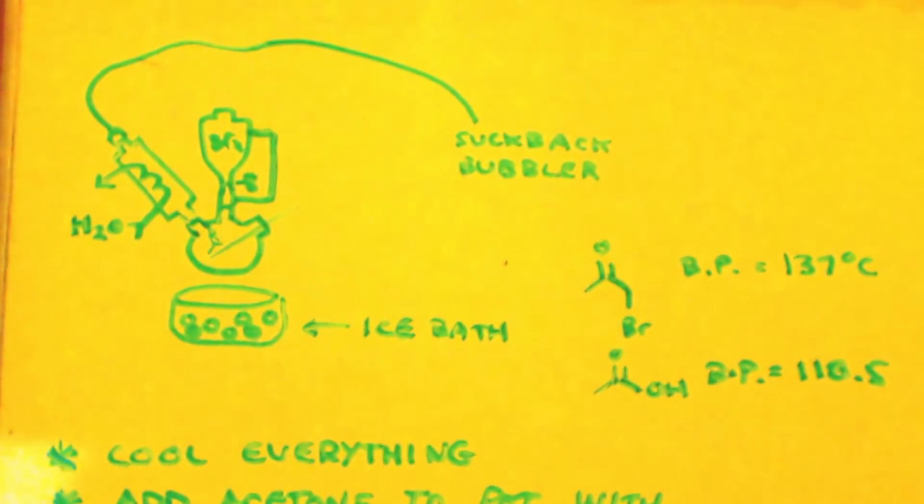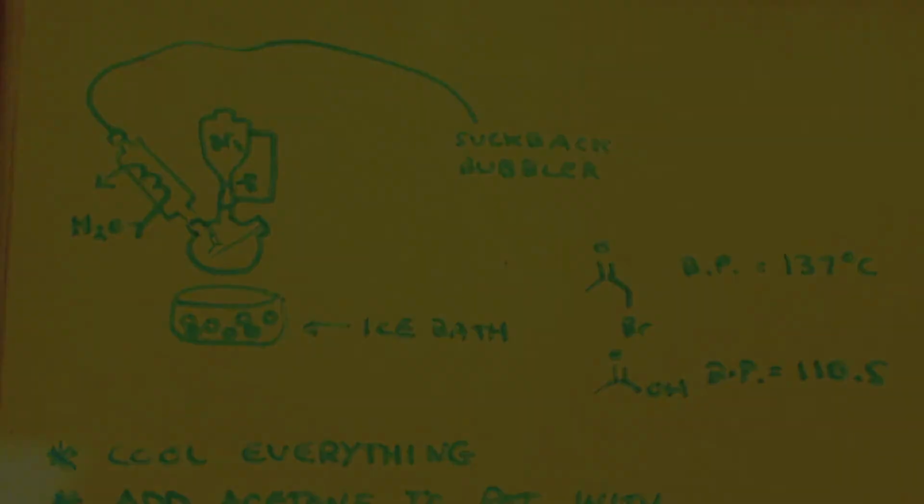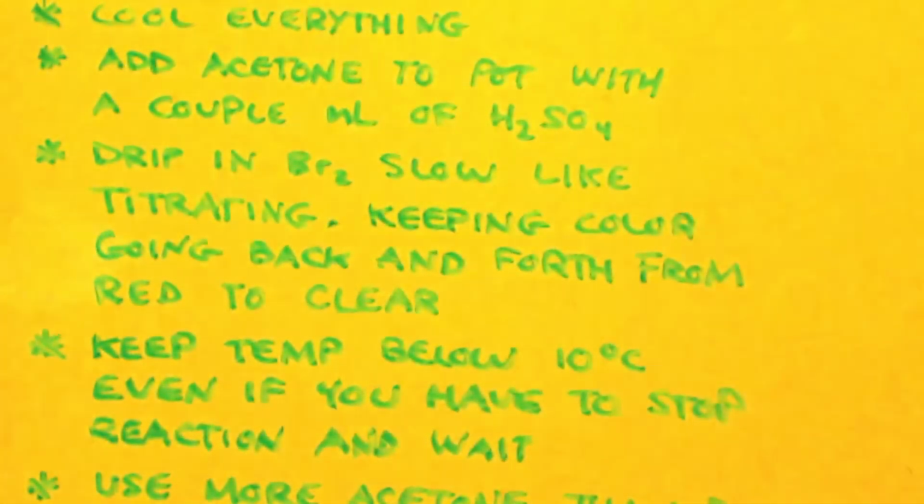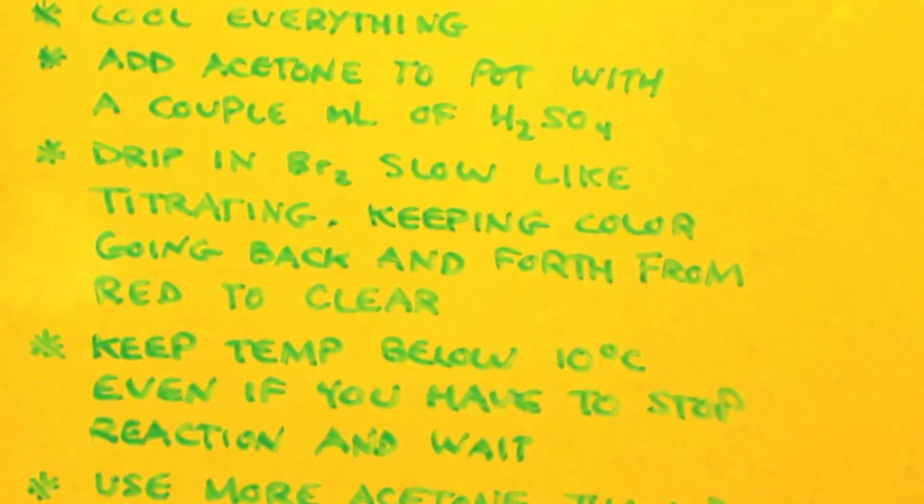I drip it in slow, like I was titrating. Now, you drip it in and it gets a little bit red, and then it reacts and the red goes away, right? You want it to go back and forth from red to clear. You don't want it so fast that you flood the reaction with a bunch of bromine. You want it to react as it's dripped in, kind of. At least that's my guess.